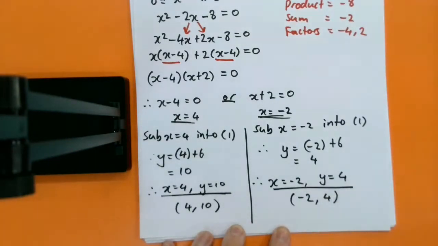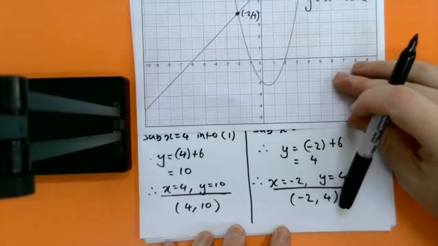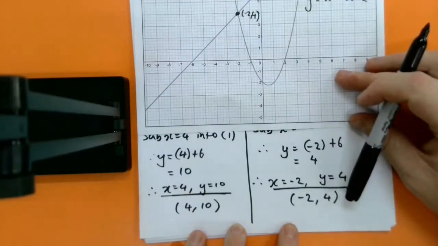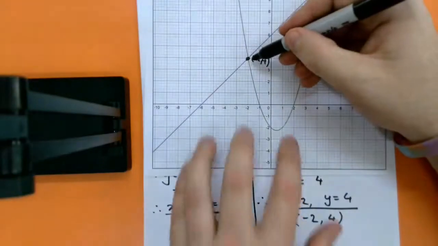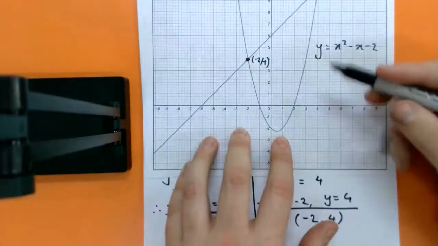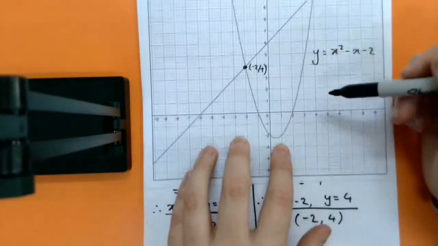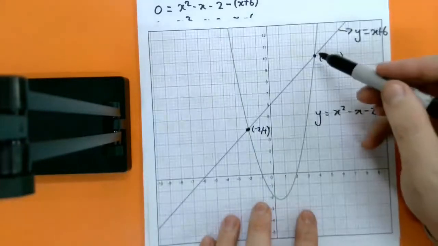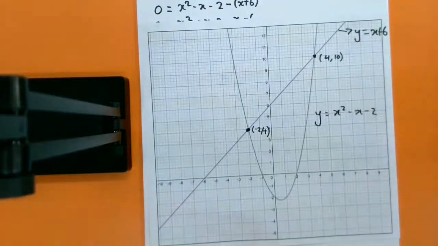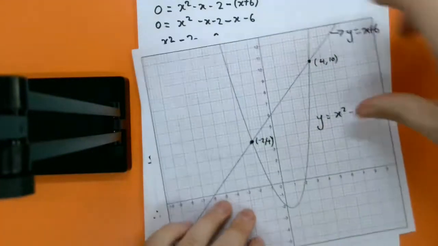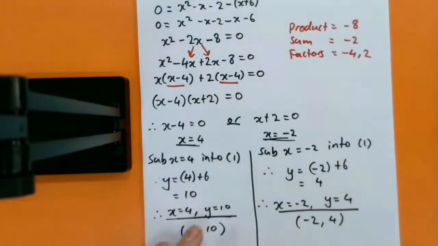Now if you come back here and have a look at our graph, at 4, 10 and minus 2, 4: minus 2, 4 occurs here, where the two curves cross, and 4, 10 occurs up here, which is what we were talking about. That's the general idea with what we're doing with nonlinear equations when we're doing simultaneous equations with them.